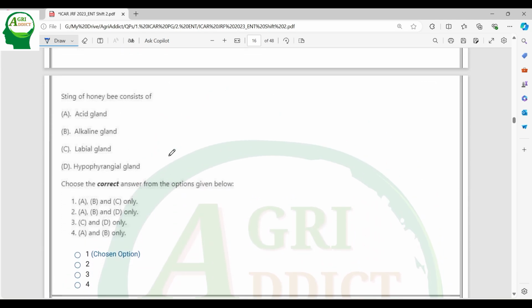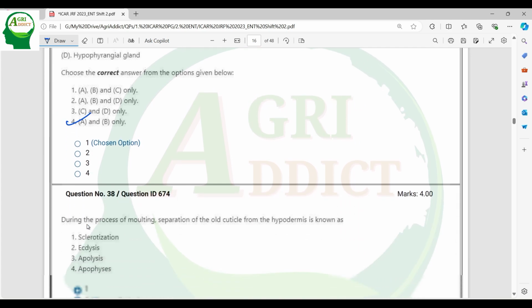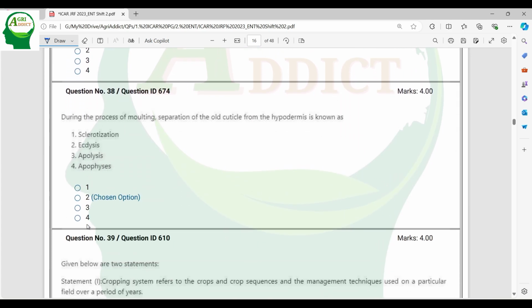The sting of honeybee consists of both acid glands and alkaline glands, but it doesn't consist of the labial gland or hypopharyngeal gland. So option 4, that is A and B only, is the correct answer. During the process of molting, separation of the old cuticle from the hypodermis is known as apolysis. Okay, easy question.